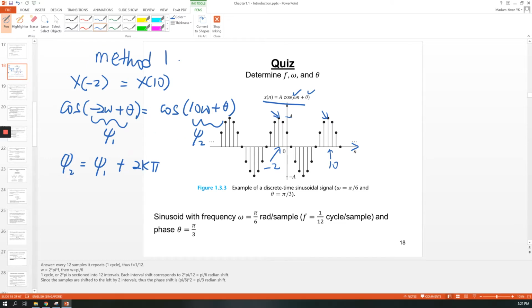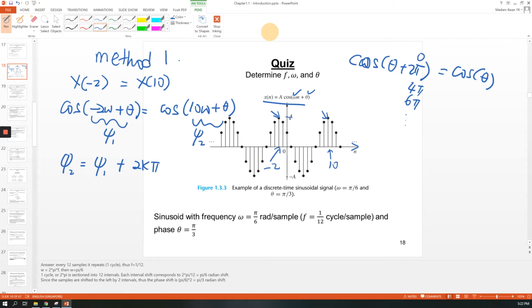Because of this trigonometric identity, cosine of theta plus 2 pi becomes cosine of theta. So 2 pi, 4 pi, 6 pi, or 0, and so on, the cosine value will remain the same if the angle is incremented by 2 pi. So the relationship between this angle and this angle must be a difference of 2 pi, 4 pi, 6 pi, and so on.